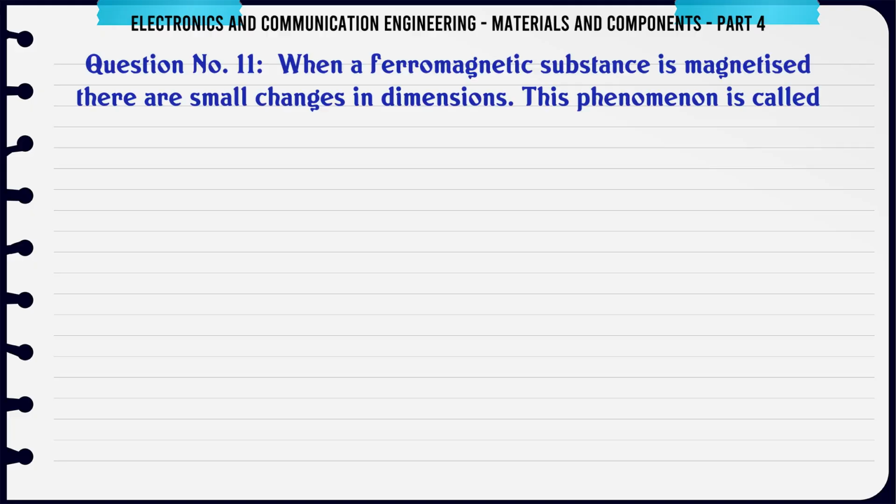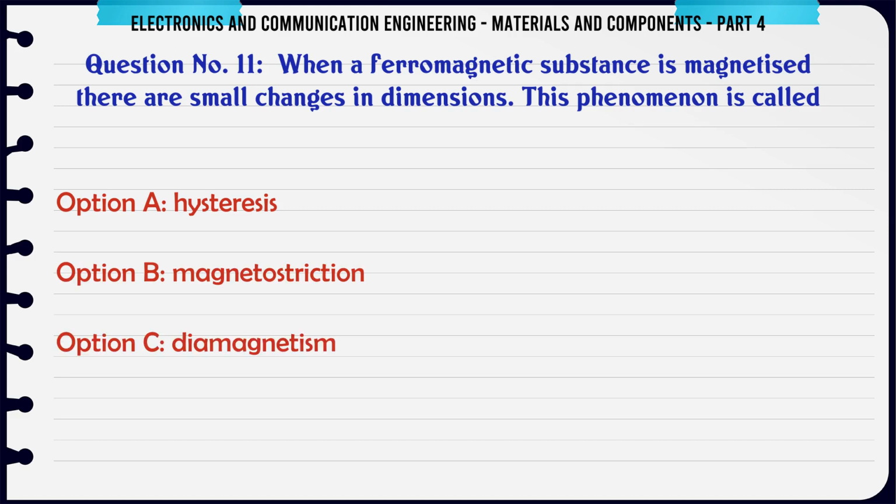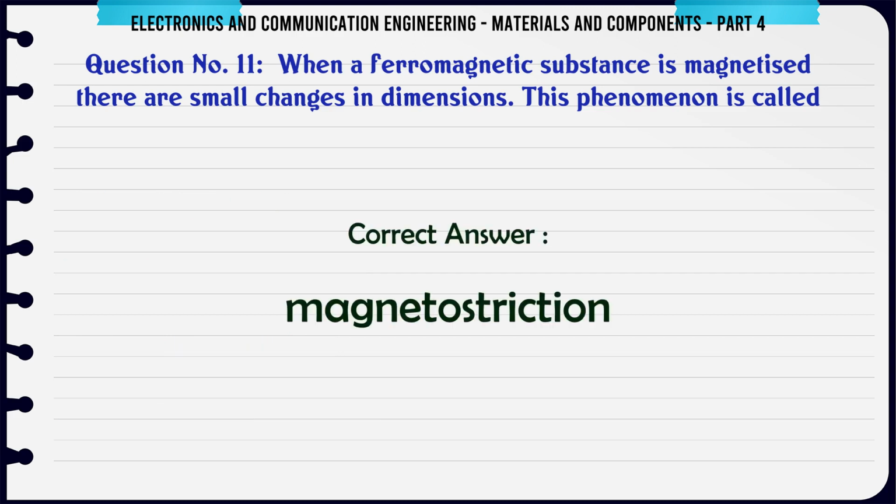When a ferromagnetic substance is magnetized, there are small changes in dimensions. This phenomenon is called A. Hysteresis, B. Magnetostriction, C. Diamagnetism, D. Dipolar relaxation. The correct answer is magnetostriction.